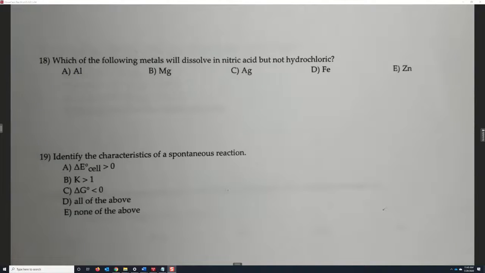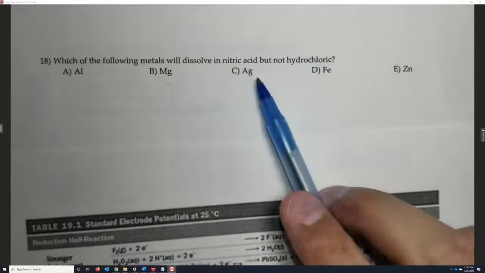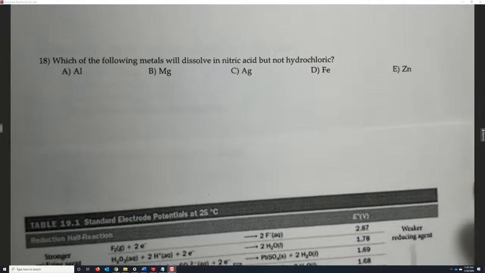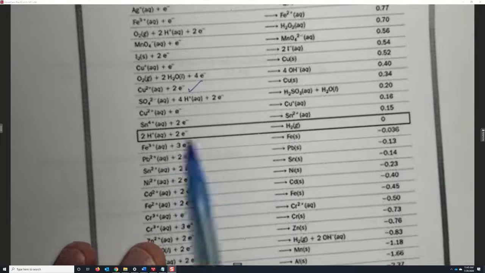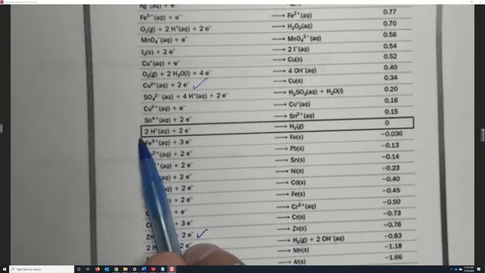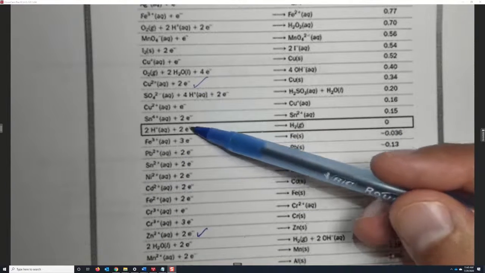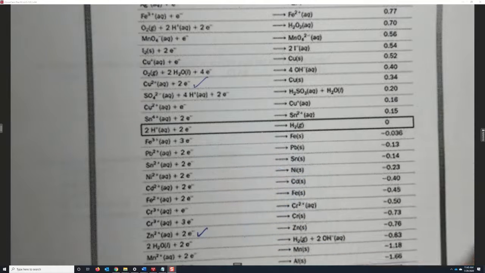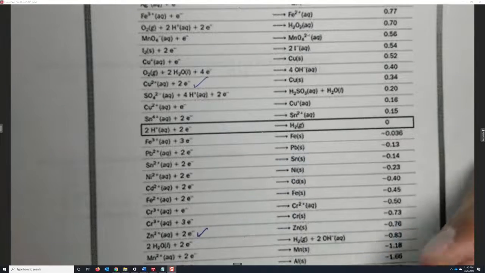It says, which of the following metals will dissolve in nitric acid but not hydrochloric acid? And we have aluminum, magnesium, silver, iron, and zinc. So if we look here, for the metal to react with the hydrochloric acid, we're looking at the standard reduction potential of hydrogen, which is 0. So any metal lower down than 0, any metal below H+, will react or dissolve in hydrochloric acid.